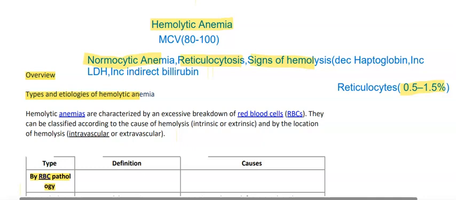Now if we have normal or increased reticulocyte count, then we check for the signs of hemolysis. If the signs of hemolysis are present, like decreased haptoglobin, increased LDH, increased indirect bilirubin, we classify it as hemolytic anemia. If there are no signs of hemolysis and the retic count is elevated, we can consider blood loss as a cause of the anemia.